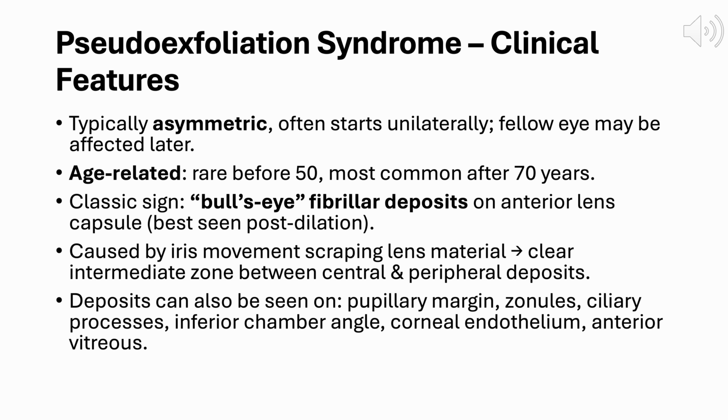In addition to the lens capsule, these deposits can appear on the pupillary margin, zonules, ciliary processes, the inferior angle of the anterior chamber, the corneal endothelium, and even the anterior vitreous. Recognizing these characteristic findings is essential for diagnosis, as they not only define the syndrome but also signal a higher risk for developing secondary open-angle glaucoma.